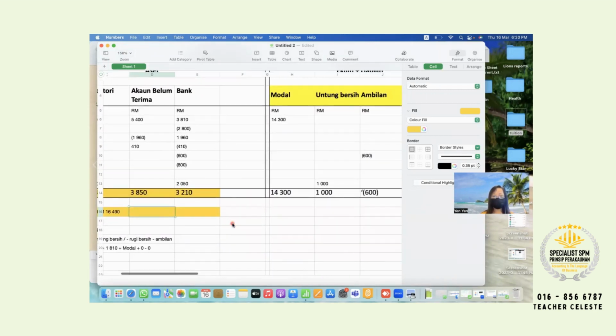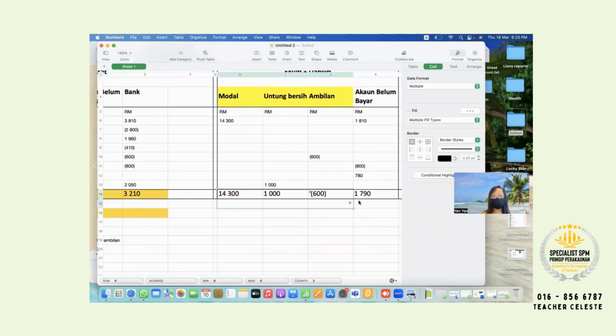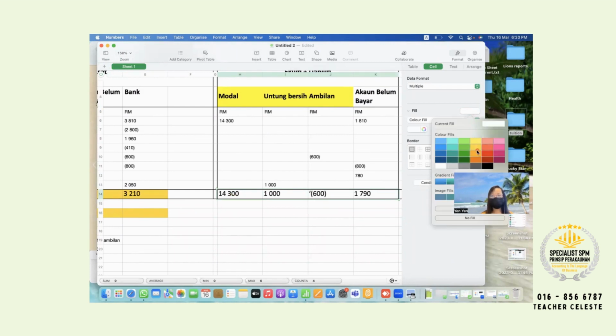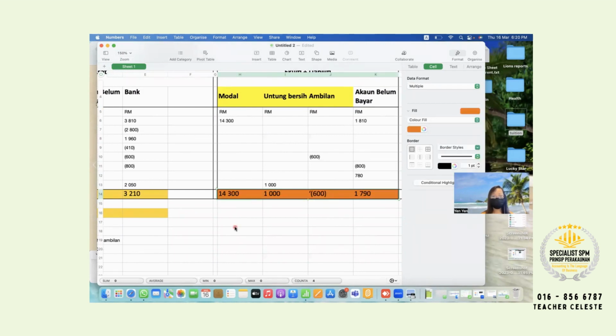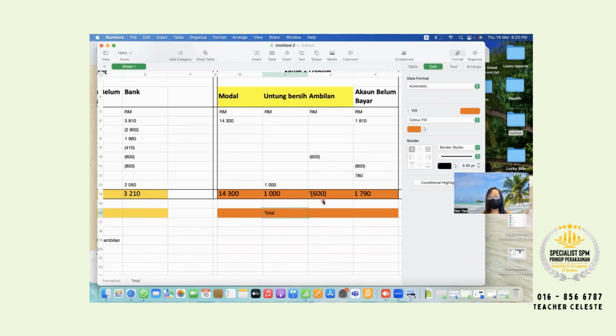Okay, so how about this one? Negative then must minus 600. Is that also equals to 16490? Same, right? Okay, if you get here all same, meaning that you did all correct. 99% you did all correct.